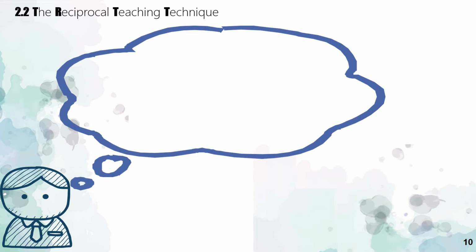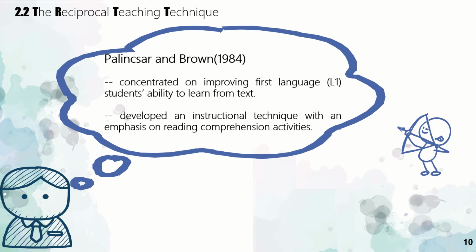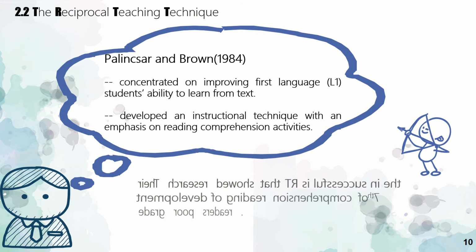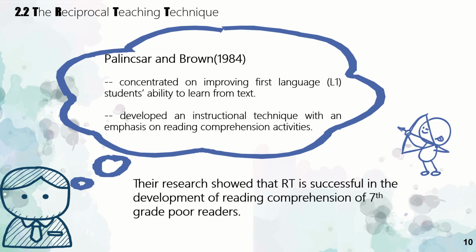Here is a study by Palincsar and Brown in 1984. The study inspired me to implement an RT curriculum. They concentrated on improving first language students' ability to learn from text and developed an instructional technique with an emphasis on comprehension-fostering and comprehension-monitoring activities. Their research showed that RT is successful in the development of reading comprehension of 7th grade poor readers.